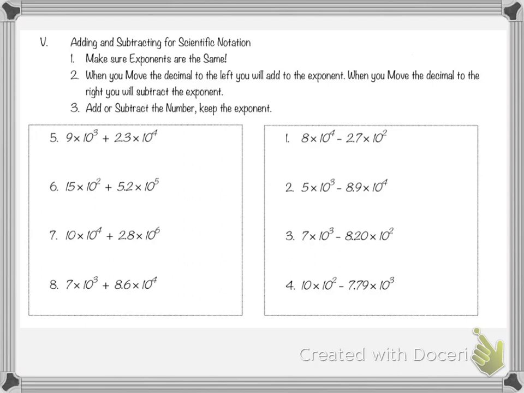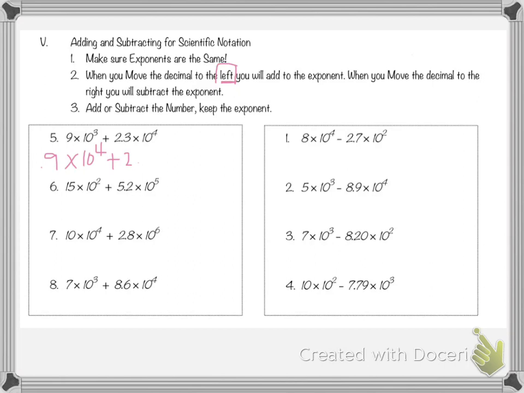So, two things. Remember, when you move to the left, you will add an exponent. So it doesn't matter which one you move, but you just need to get them in the same exponents. Okay, so this one I'm going to move, this 9 times 10 to the third. I want to make this a 10 to the fourth. To make that a 10 to the fourth, I'm going to have to move the decimal to the left. So that means it's going to become 0.9 times 10 to the fourth.